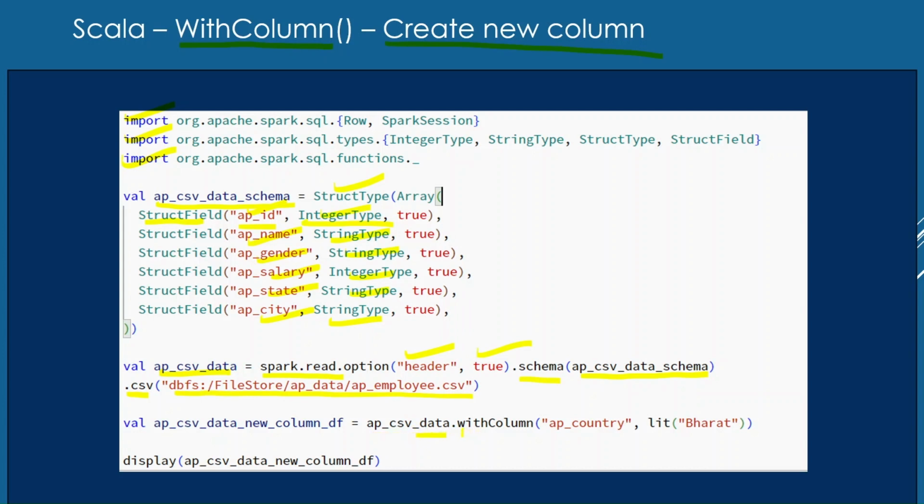on top of this data frame, I am calling the withColumn function to create a column. What is the name of the column which we are going to create? The name of the column is AP country, and this is the value which is going to populate in each and every row of the AP country column. With the help of the display function, we are going to display the content of this newly created data frame.